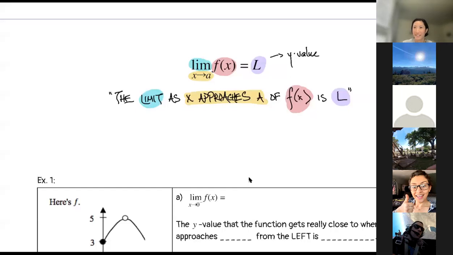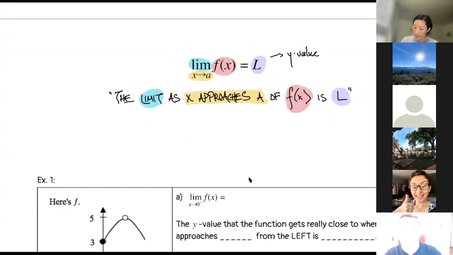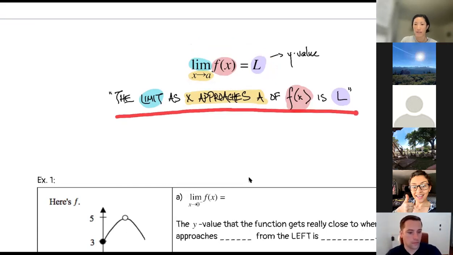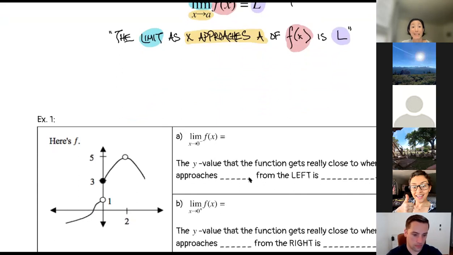All right, so before break, we took a look at this notation and we were able to unpack the notation into different pieces. Learning that when we see something that looks like this, we want to read it as the limit as x approaches a of f of x is L. Let's actually try a problem, because so often we're thinking about the concept and it's not until we try a problem that we gain some clarity around that.